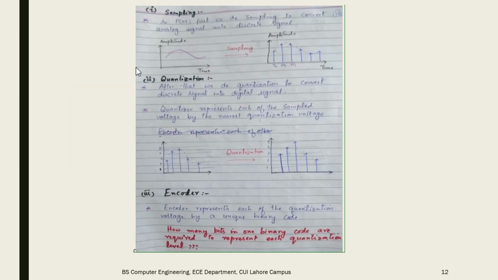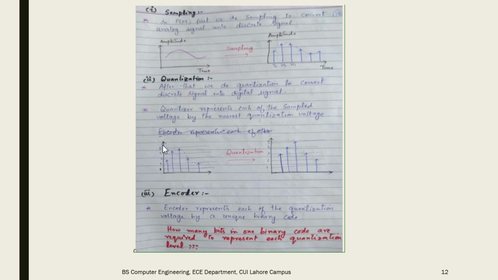The first step which we are doing in PCM is sampling. In PCM, first we do sampling to convert the analog signal into a discrete signal. So at the start of the sampler we have an analog signal which is continuous on both the time axis and the amplitude axis. After sampling we discretize our signal on the time axis, however its amplitude remains continuous in nature. Now we perform quantization, and the main purpose of quantization is to discretize the amplitude of the samples. How we perform quantization is an important task.